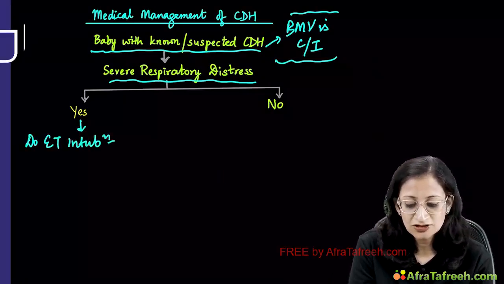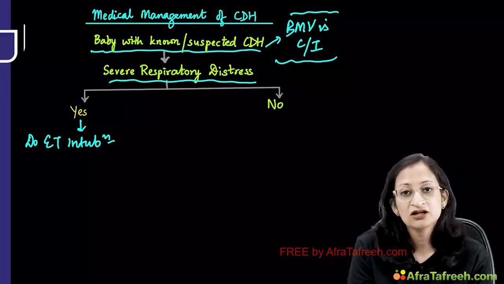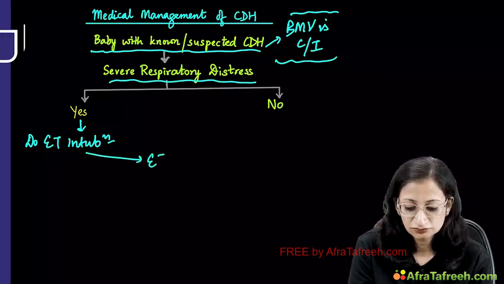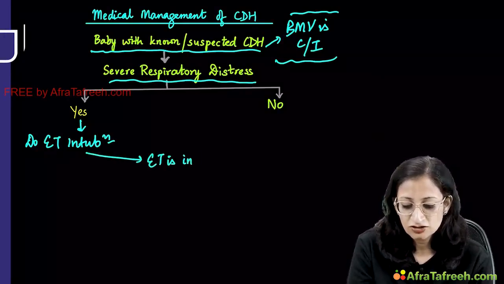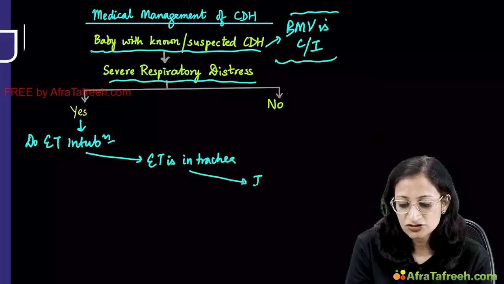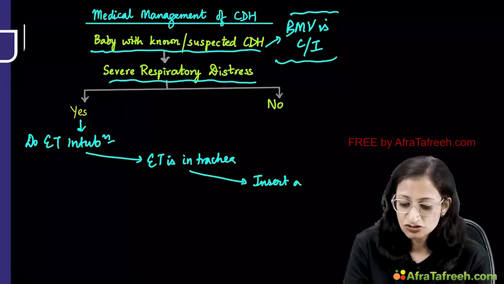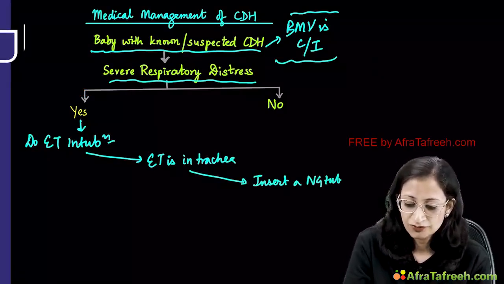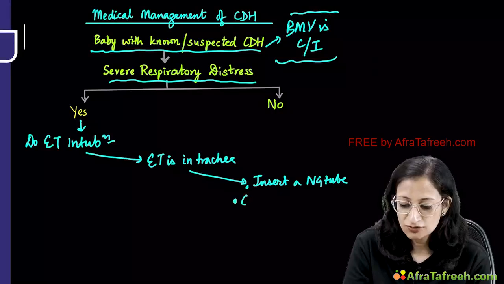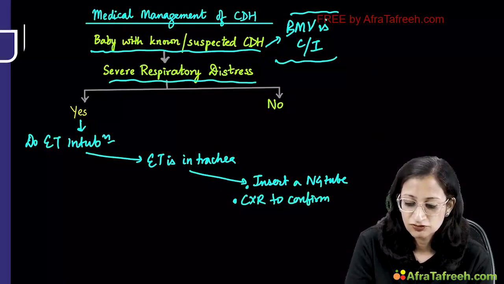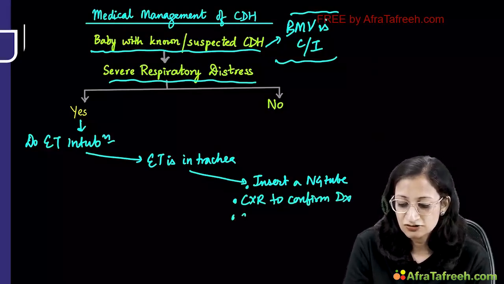So if the baby has been intubated properly, then it is fine. You insert a nasogastric tube. So the endotracheal tube is in trachea, so you are sure about that. Then what will you do? You insert a nasogastric tube as well, so that the stomach and bowel loops get decompressed. So insert a nasogastric tube. Do a chest X-ray to confirm the diagnosis, and surgery if indicated.